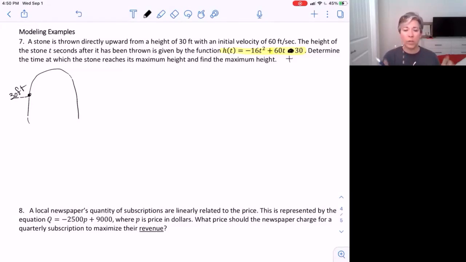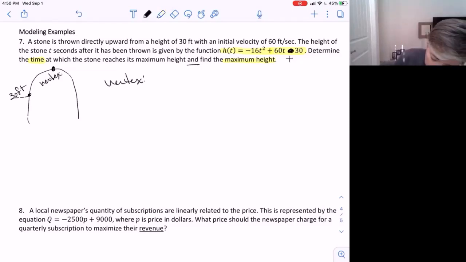So they've given us the equation. Determine the time. Okay, so they're wanting to know t, the input, at which the stone reaches its maximum height. That maximum height means we're going to be looking for the vertex, and they want to know the maximum height. So we're wanting to know both coordinates of that vertex.